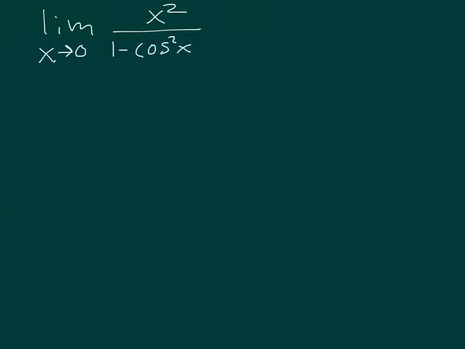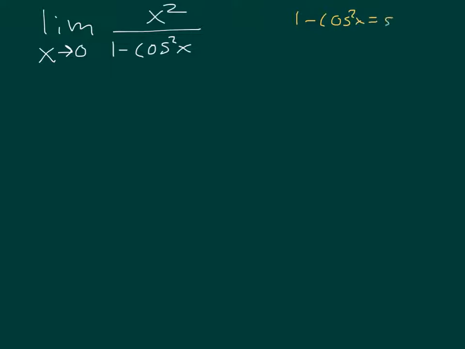So here's the problem: the limit as x approaches 0 of x squared over 1 minus cosine squared x. Now, when I originally saw this problem, I saw this part as being equal to 1 minus cosine squared x.